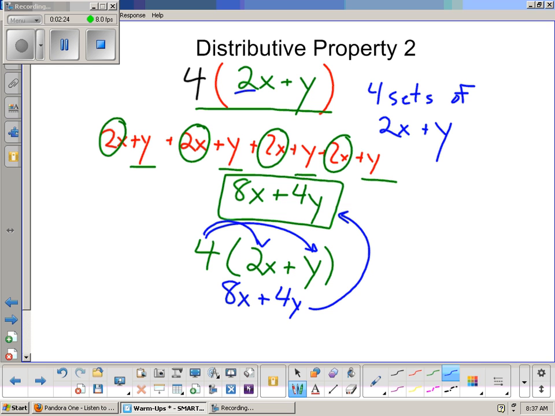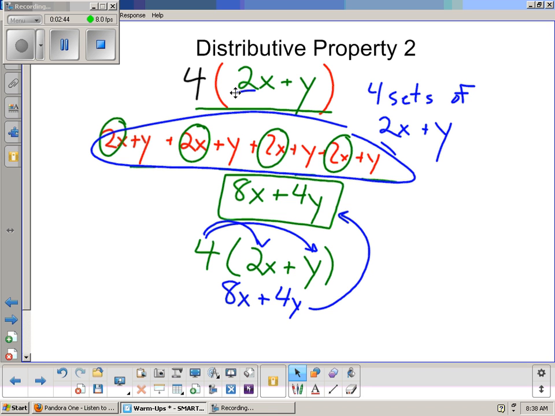And for all those people that are telling me that I'm taking a constant 4 and multiplying it by 2x, which are not like terms, and I can't do that, that's not necessarily true. Notice that when I combined like terms up here in this addition problem, I added the x's together and I added the y's together. Combining like terms is only important when you're adding and subtracting terms, so it doesn't count in multiplication.